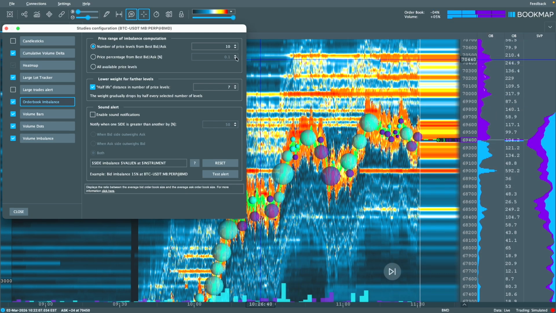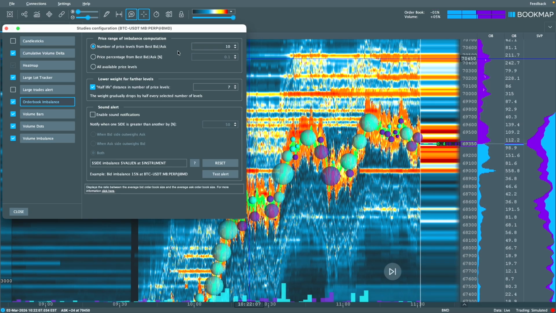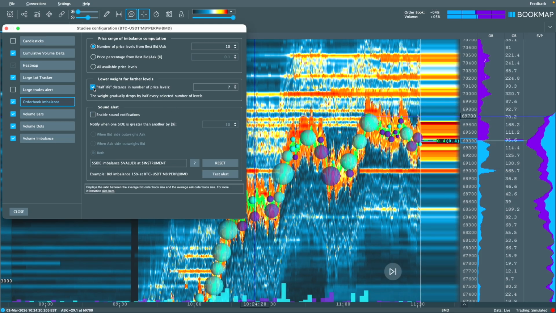For the order book imbalance settings, we set the price range to include the first 10 price levels from the best bid and ask. This defines the active liquidity zone that the indicator uses to calculate the imbalance. We also enable the half-life weighting and set it to 7 price levels.